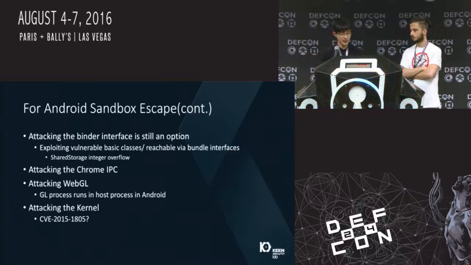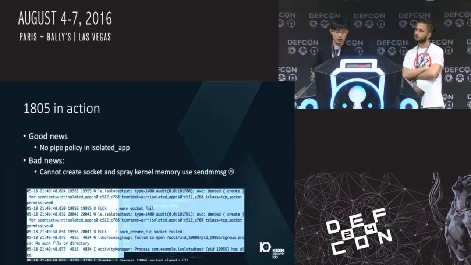And finally, we also have some kernel stuff, just like what we did to the Safari render sandboxes. For example, CVE-2015-1805 is a bug that we exploited to gain a stable root on Android, and we tried to port it to the render sandboxes. There are good news and bad news for us in exploiting it in the render sandbox.